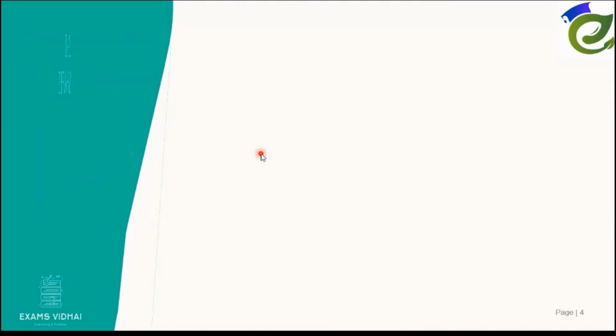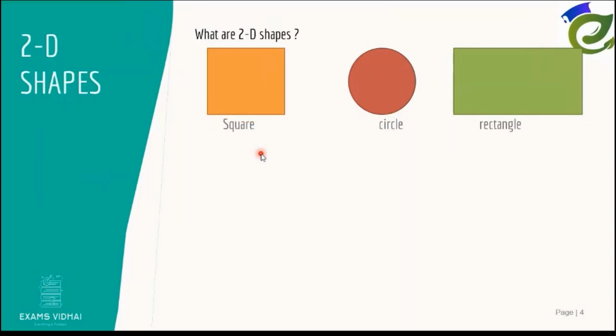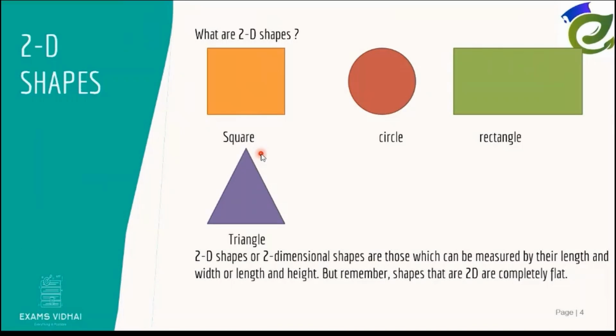So let's begin with 2D shapes. So basically, what are 2D shapes? We know some of these 2D shapes: square, circle, rectangle, triangle. These are the basic 2D shapes which we have been learning from a very young age. So 2D shapes or 2-dimensional shapes are those which can be measured by their length, width, breadth, or height.